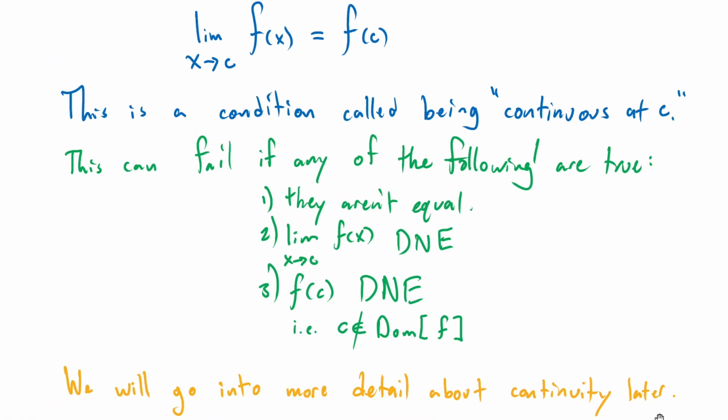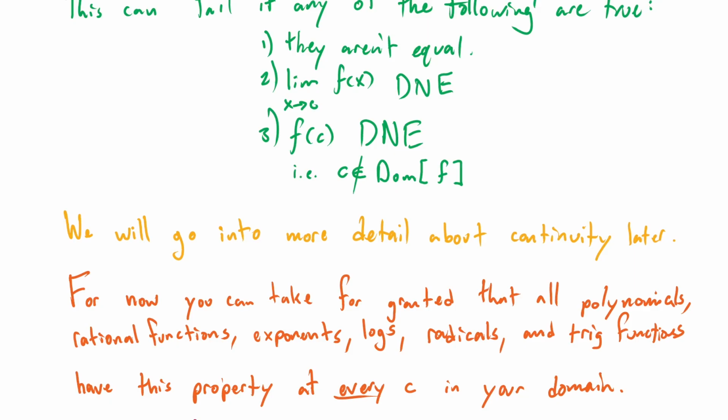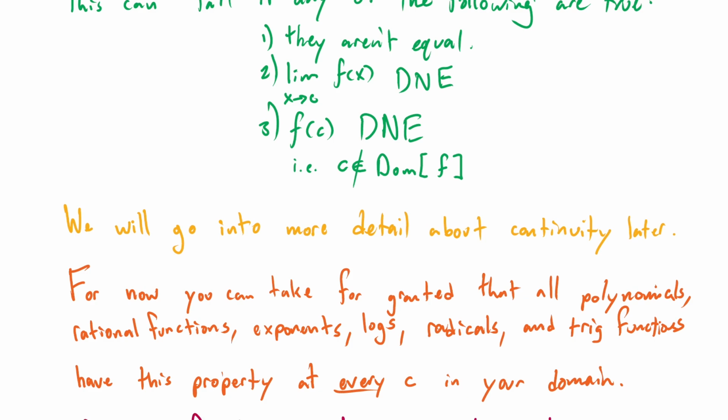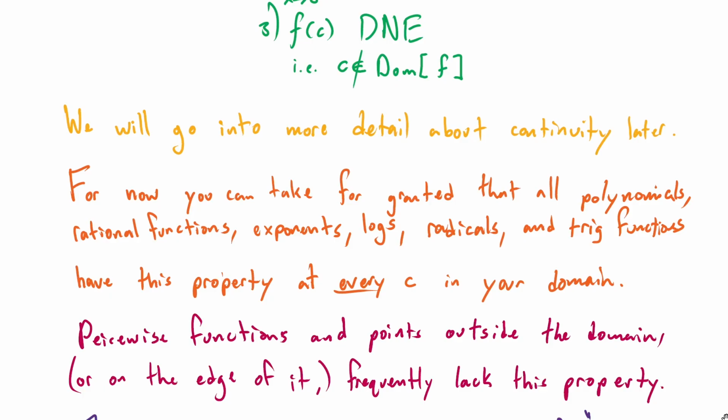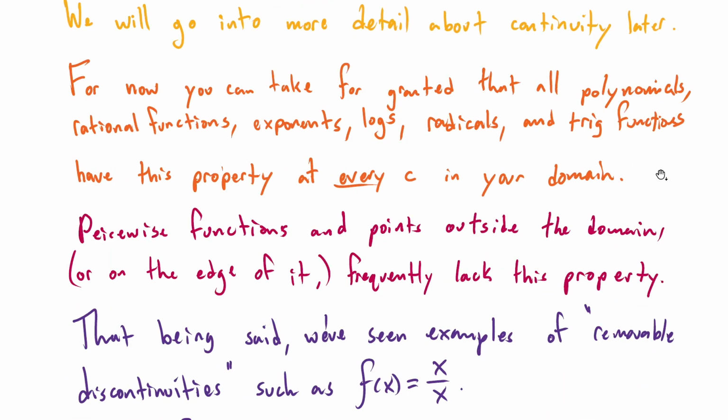We're going to go into more detail about this property of being continuous in a couple videos. For now, you can take for granted that all polynomials, including the identity function x, rational functions, exponents, logs, radicals, trig functions, all of these are continuous. They have the property at every c in their domain. You should be on guard that piecewise functions and points outside the domain or right on the edge of domains frequently lack this property of continuity. So that gives us a lot of limits that we can really take just by plugging in.